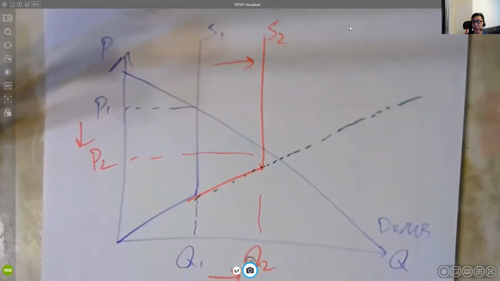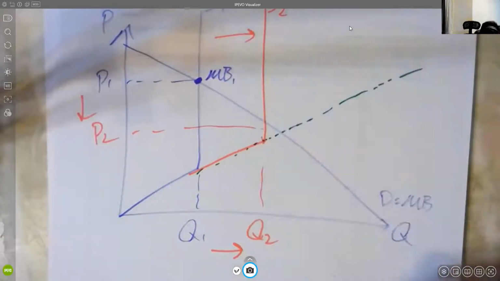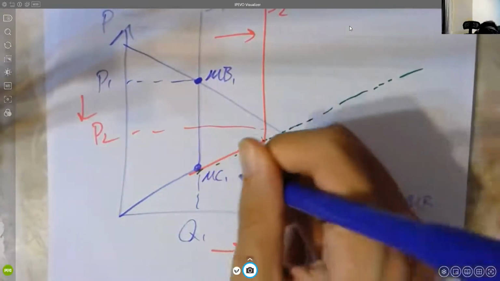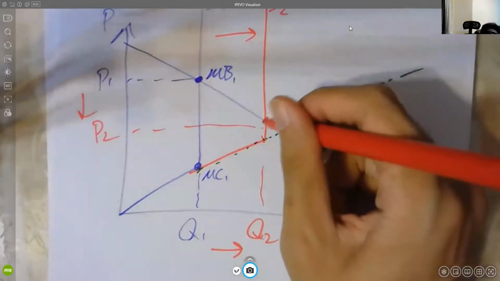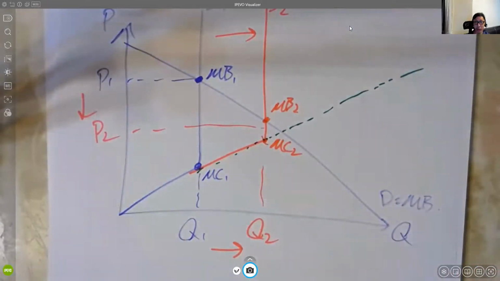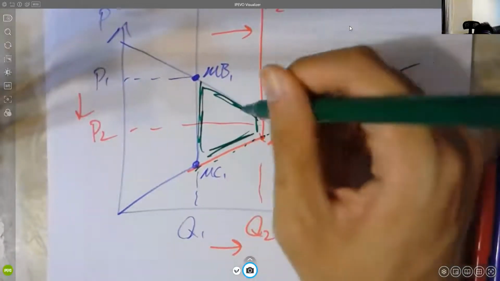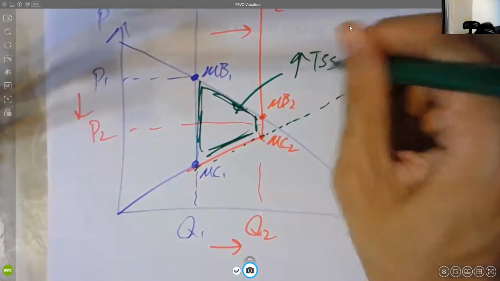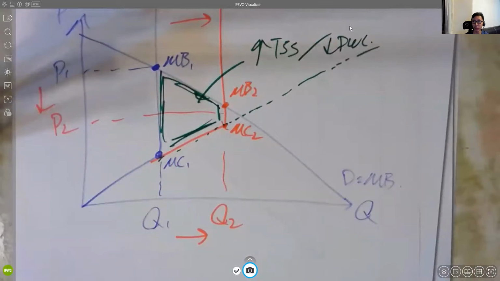Now, again, let's learn how to use MB-MC gap. Original. MB1 right here. MC1 right here. Now, the new one will be MB2 right here. MC2 right here. Do you see the gap becomes smaller? So here, this part is actually increase in TSS, or if you like, decrease in dead weight loss. 好嘛? So this is diagram.